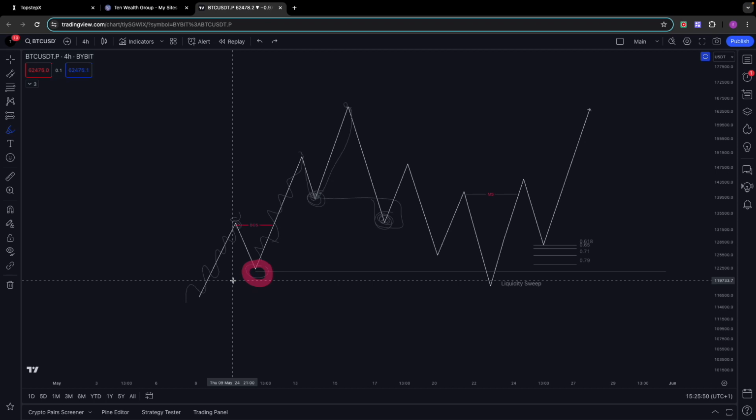Then it allows me to say, well, the liquidity has been taken. Now the market will start to turn. And that's what we start to see time and time again. And that's where you can then look to enter.